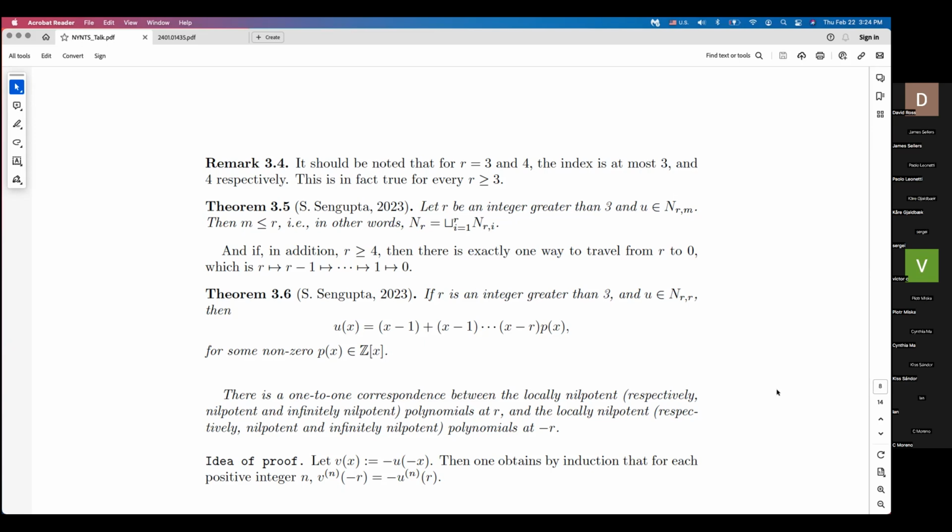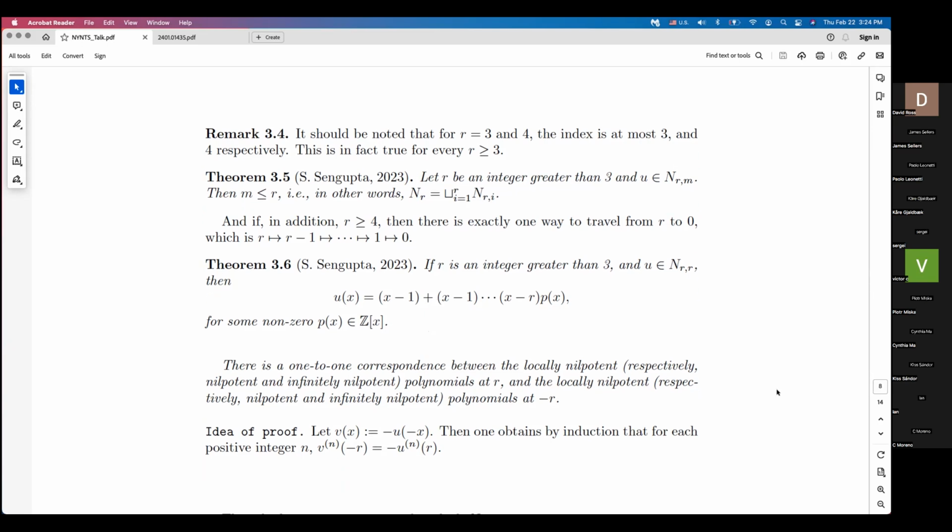Now we can talk about the correspondence that I stated earlier. If we have information about locally nilpotent or infinitely nilpotent polynomials at R, then we will know about locally nilpotent, respectively nilpotent and infinitely nilpotent polynomials at minus R. Of course, it makes no difference if R is equal to 0. So we can say R is not equal to 0 in this case.